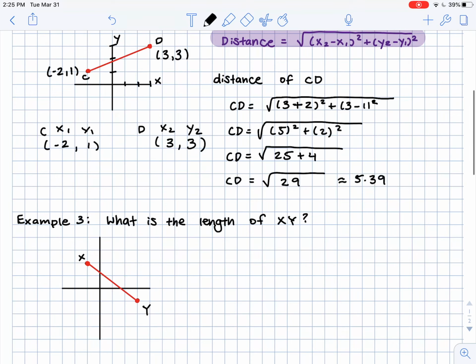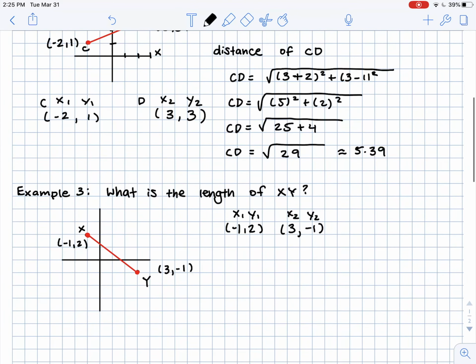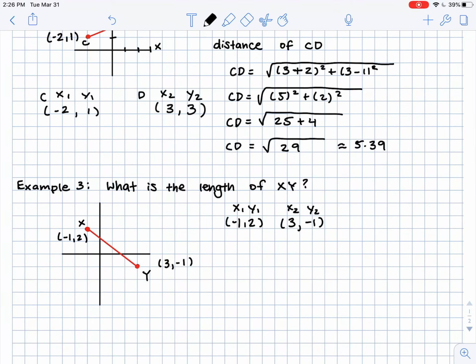All right, so the first thing we need to do is look at our two coordinates. We have our x, which is -1, 2, and we have our point y, which is 3, -1. So we have two coordinates. We have -1, 2, and we have 3, -1. We go left to right, so x1, y1, x2, y2. Okay, so now, what is the length of xy?